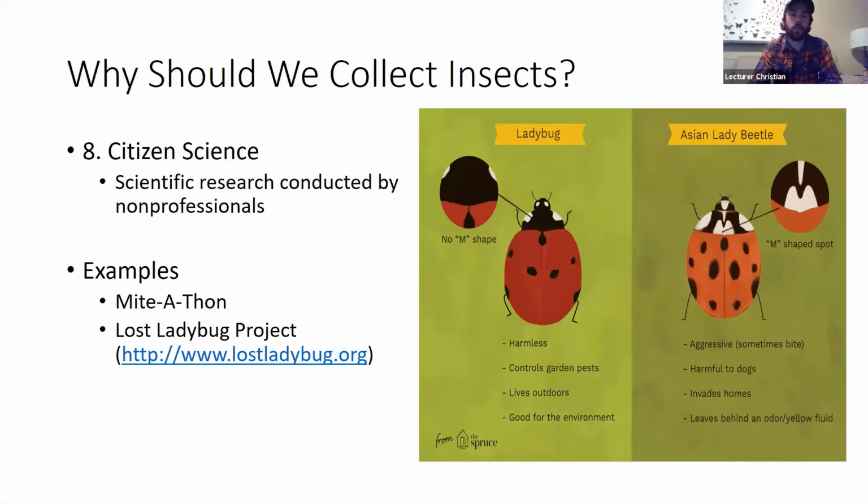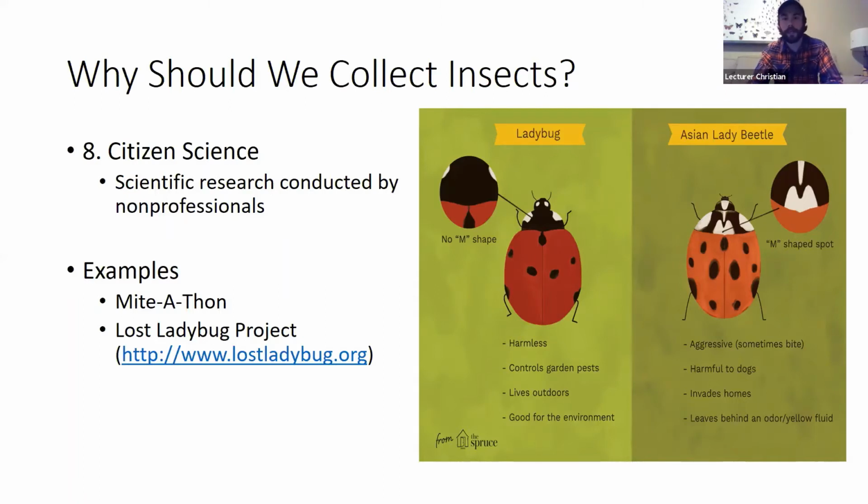So another really cool part of collecting insects is citizen science, which is basically just scientific research conducted by anybody, non-professionals, students, kids even. So one really cool citizen science program is a mitathon, which is something I'm familiar with. Basically, beekeepers just go out to their bee yards and sample their colonies for mites. If there are mites present, they report their findings to a website called pollinator.org.